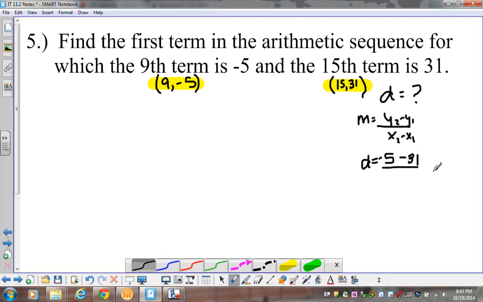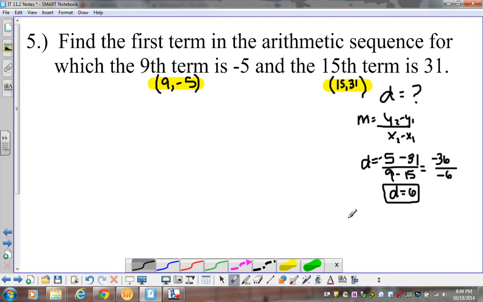Now remember, with slope, you got to make sure you go the same direction. So if I go negative 5 minus 31, I have to do 9 minus 15. Negative 5 minus 31 is going to give me a negative 36 over 9 minus 15 is a negative 6. So negative 36 divided by negative 6 is a positive 6. So my common difference here is 6. Now I can actually use that to find my a sub 1.